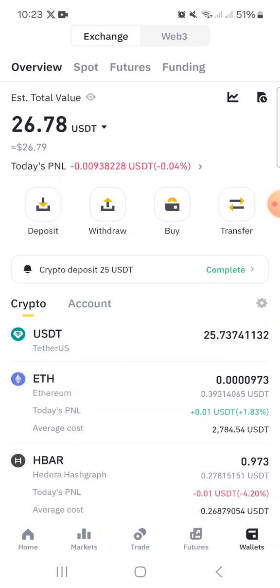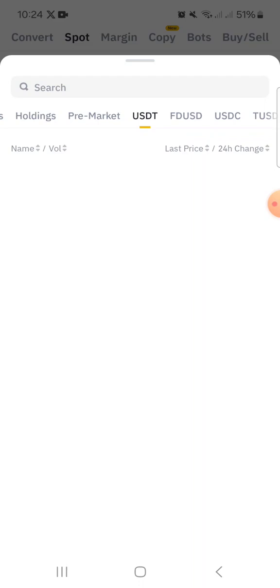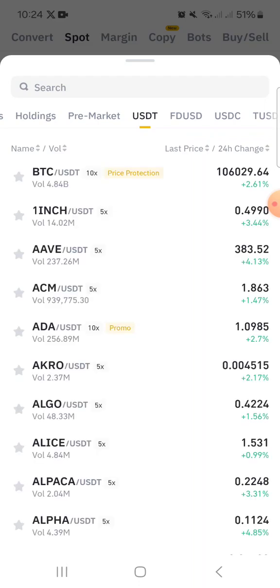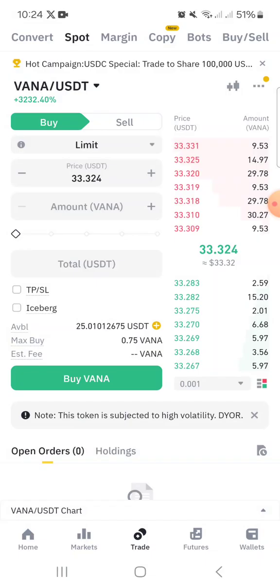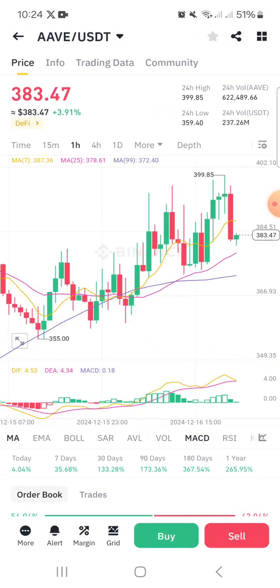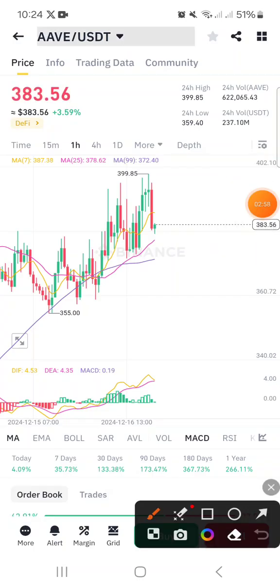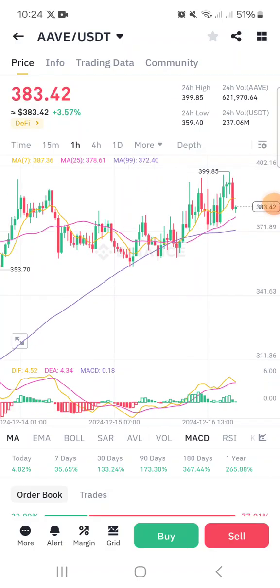So quickly, let's take a trade and see if we can identify some trends. Let me look at AVE. Let's go to the trade for AVE. Now, if you look at AVE, this is the 1-hour time frame. In the 1-hour time frame, I can say that this is an uptrend.